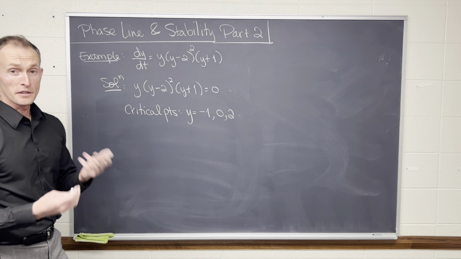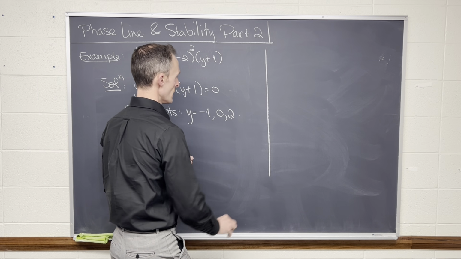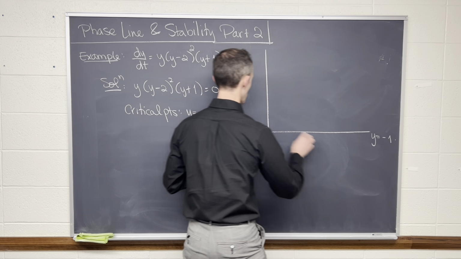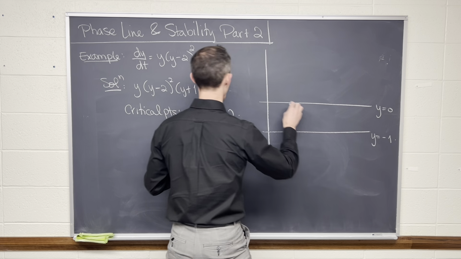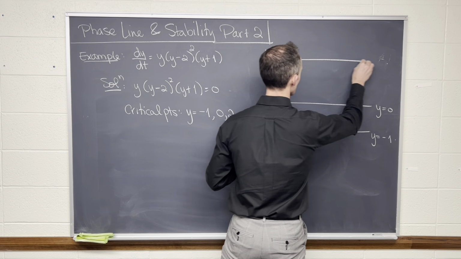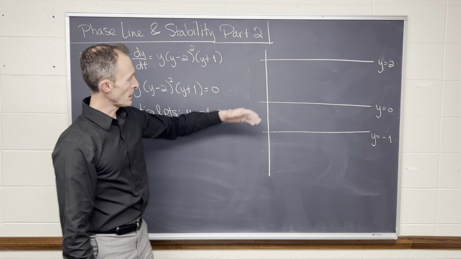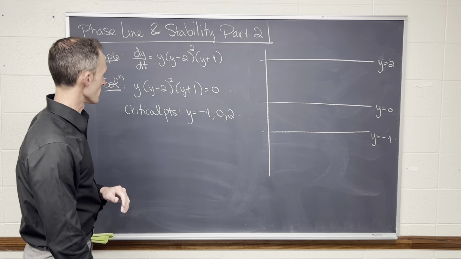And now we're going to look at the phase line. Okay, so the phase line, remember, we have this vertical orientation. We draw y equals negative 1. We draw y equals 0. And we draw y equals 2, so something up here, y equals 2. And then we just basically like to say, what is the derivative sign in each of these corresponding intervals, okay?